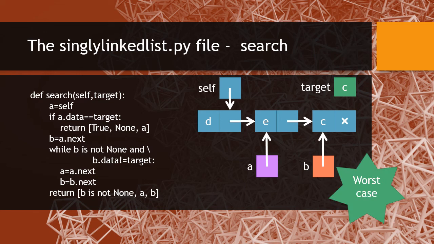This is the worst case of the search. Why? Because we had to go all the way to the end of the list until we found the target. And we had to go through as many nodes as there are nodes in the list. So the time complexity is O(n).